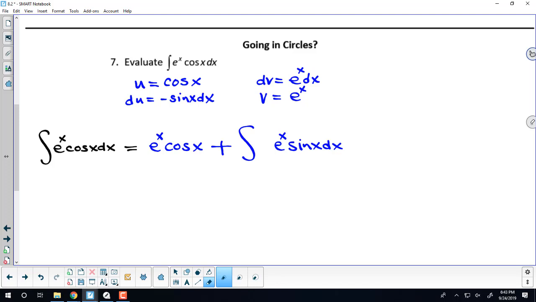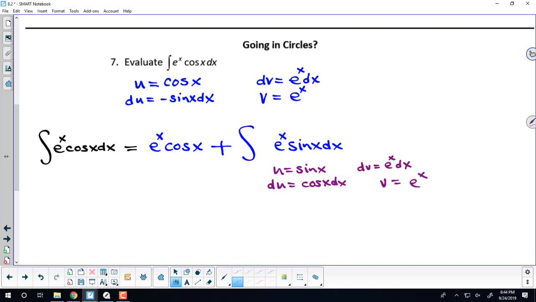And then we said that the integral of v du here should be comparable or easier than what we had. It certainly looks comparable. I don't know that it's easier. So then we'll do this again. So u is sine and dv, once again, e to the x dx. So du is cosine x dx and v is e to the x.